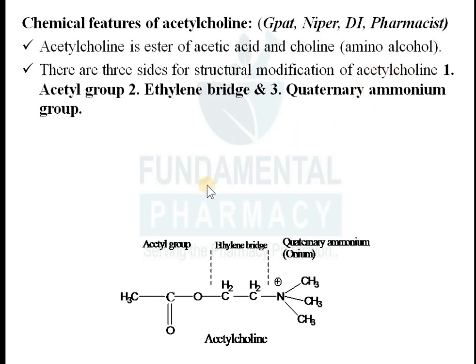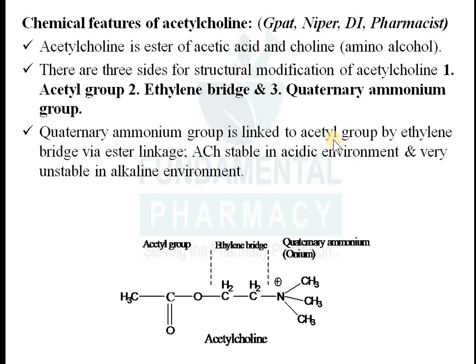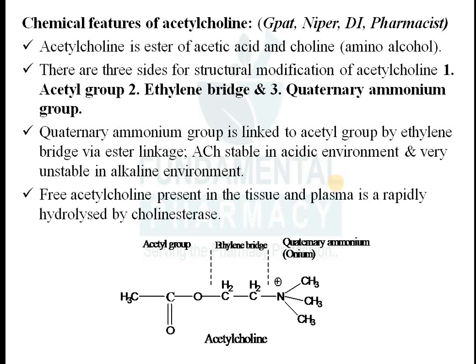There are three sets of structural modification of acetylcholine. First one is the acetyl group, second one is the ethylene bridge, and third one is the quaternary ammonium group. The quaternary ammonium group is linked to the acetyl group by the ethylene bridge via ester linkage. Acetylcholine is stable in acidic environment but unstable in alkaline environment. In a basic environment it will be hydrolyzed.